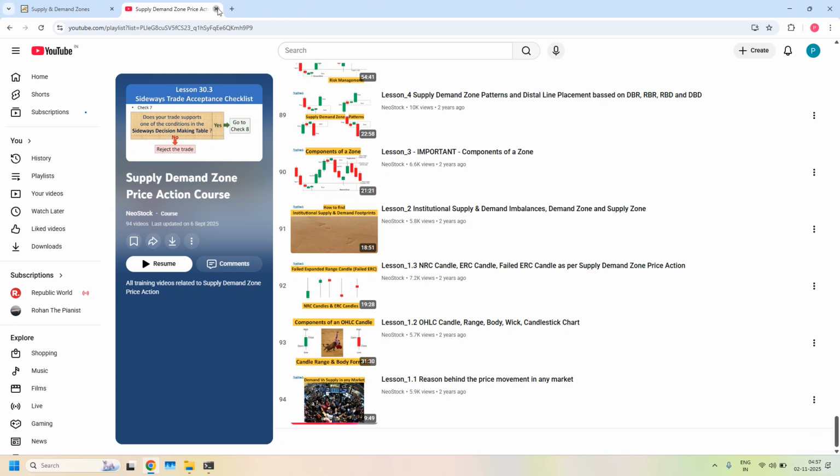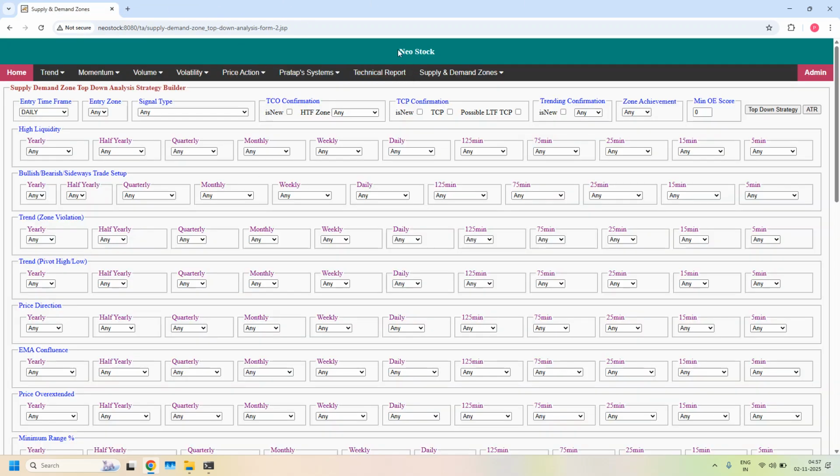Now I am generating different supply demand zone reports with the help of NeoStock Software's supply demand zone top-down analysis strategy builder. First, I am generating stocks near daily and 75 minutes demand and supply zones so that we can identify high priority, high liquidity zones, and they can be used for the high liquidity zone strategy that you learned in lesson 21.3 video.